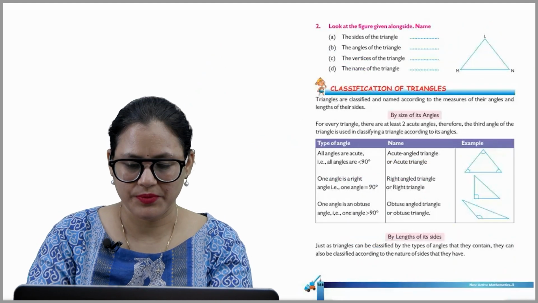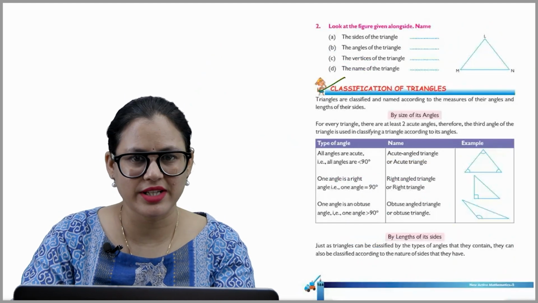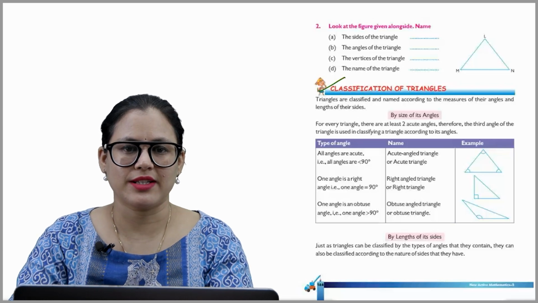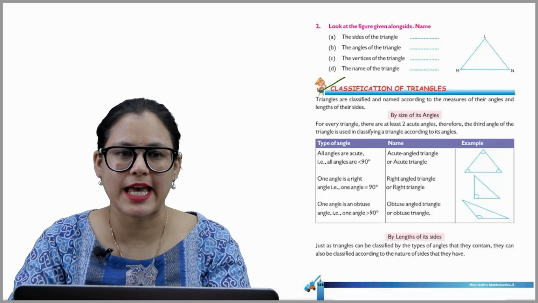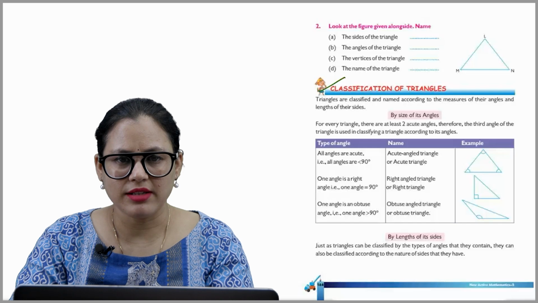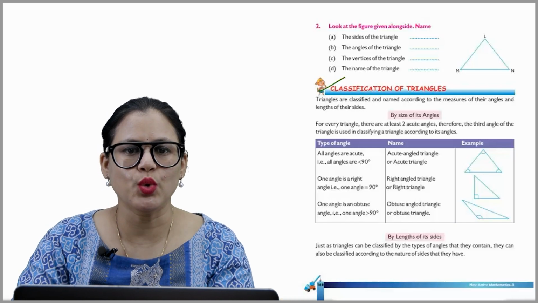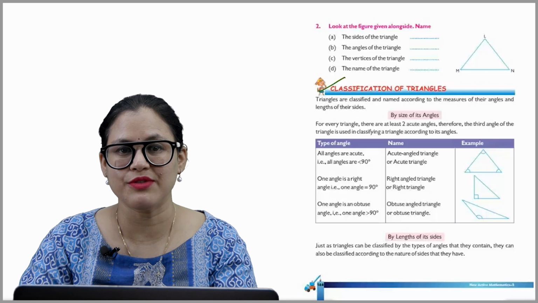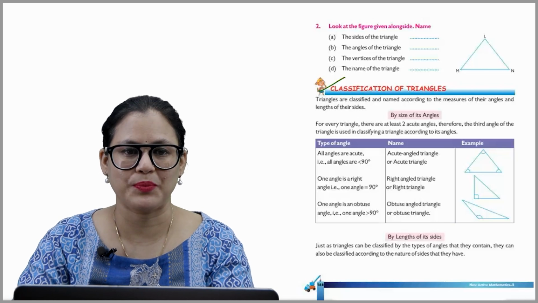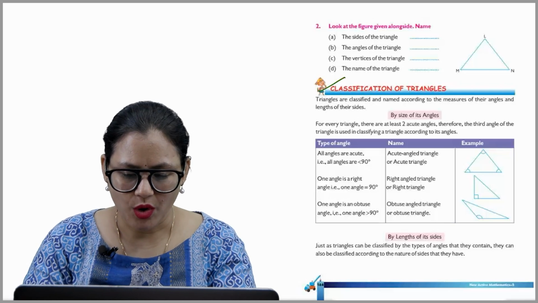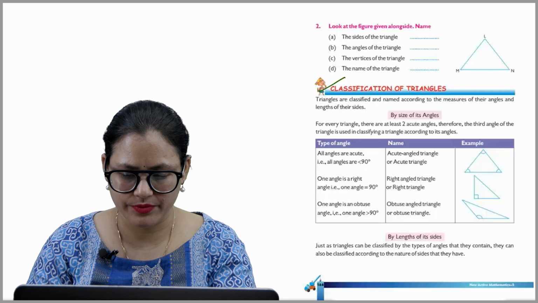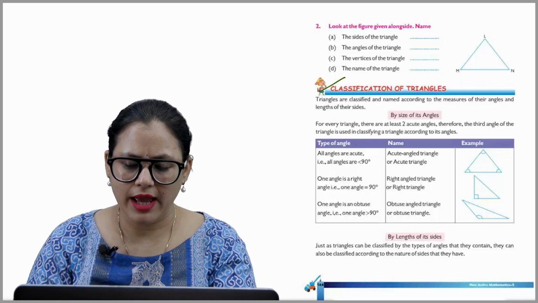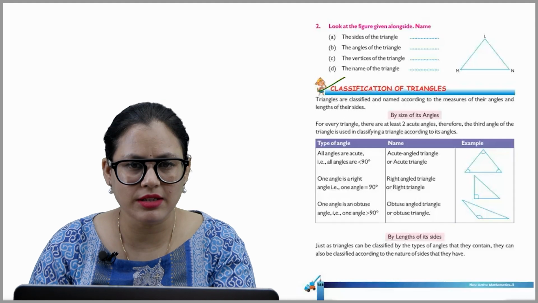Classification of triangles. Triangles are classified and named according to the measures of their angles and lengths of their sides. By size of its angles: for every triangle, there are at least 2 acute angles. Therefore, the third angle of the triangle is used in classifying a triangle according to its angle. See, type of angle: all angles are acute. So its name is acute angled triangle. All angles are acute means all angles are less than 90 degrees.